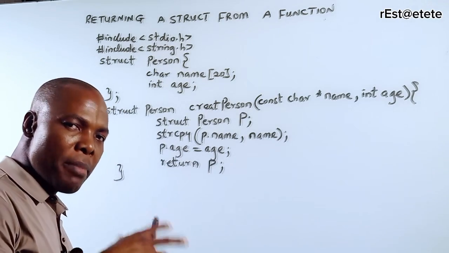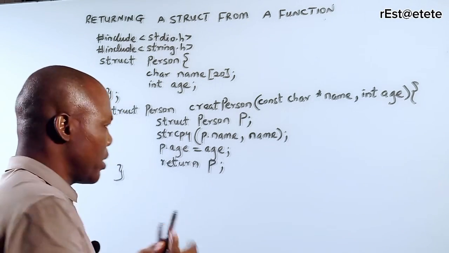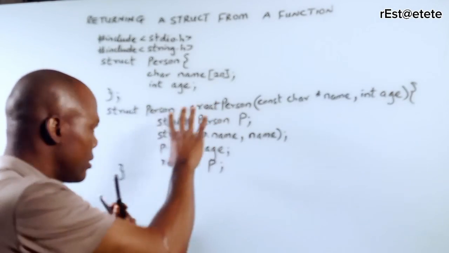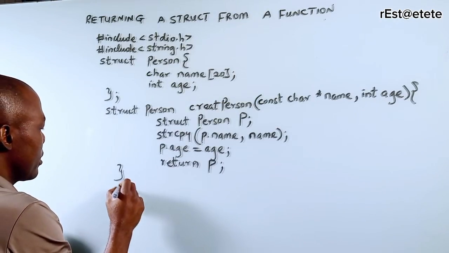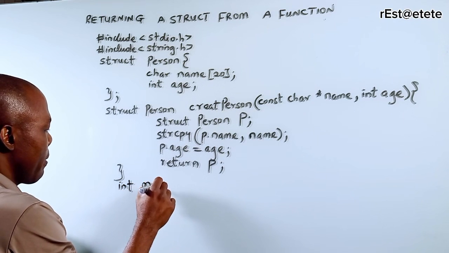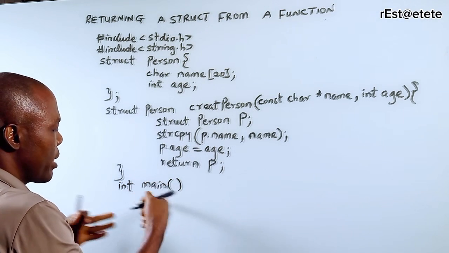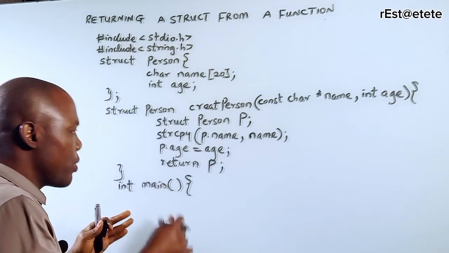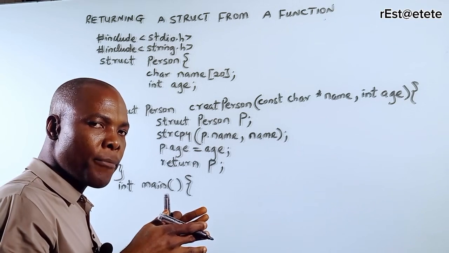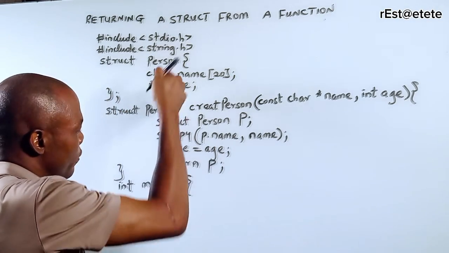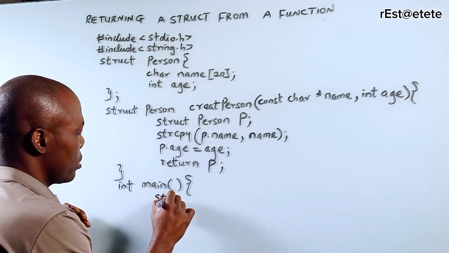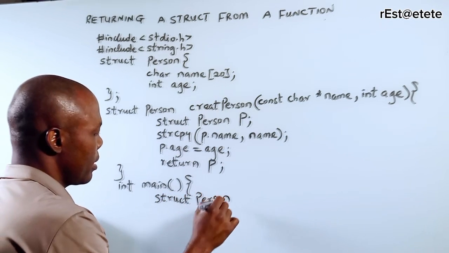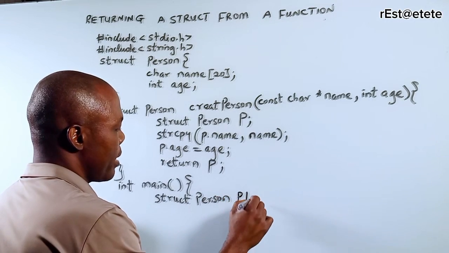Now, I will create my main function, which is where everything will take place. This function is external, so this is like a tool. So int main, all programs start from here. Inside this main, what will I do? I will create another object or another variable for this struct. So struct person, I will call this p1.